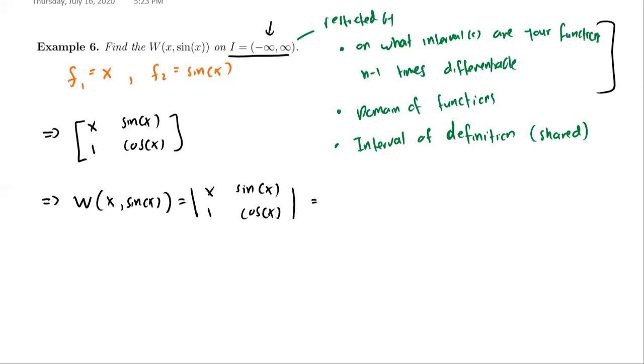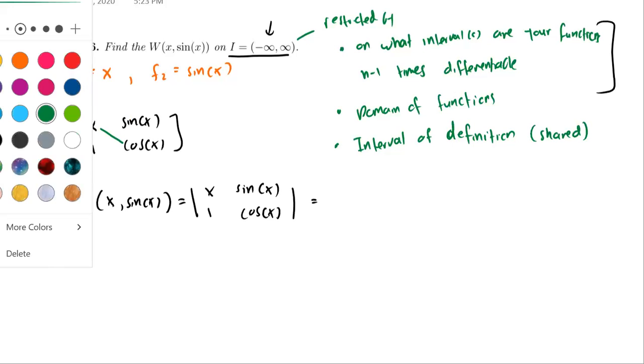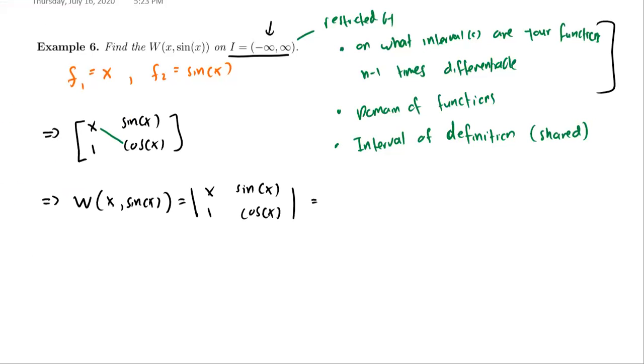So now we can calculate because we have a formula. Just multiply the entries in the first diagonal. If we do that, we get x times cosine x. And subtract the product of the entries in the other diagonal. The other diagonal is 1 times sine x. So we simplify, and this becomes x cosine x minus sine x.